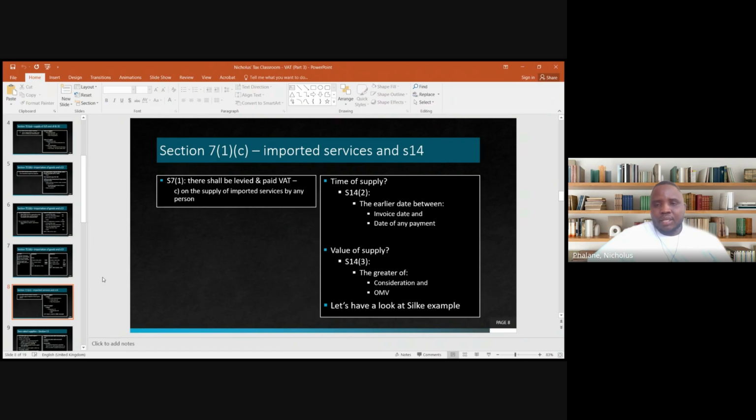All right. Time of supply is the earlier date between invoice date and payment, and then value of supply is the greater of. So you look at consideration and the open market value, you take the higher amount. All right.